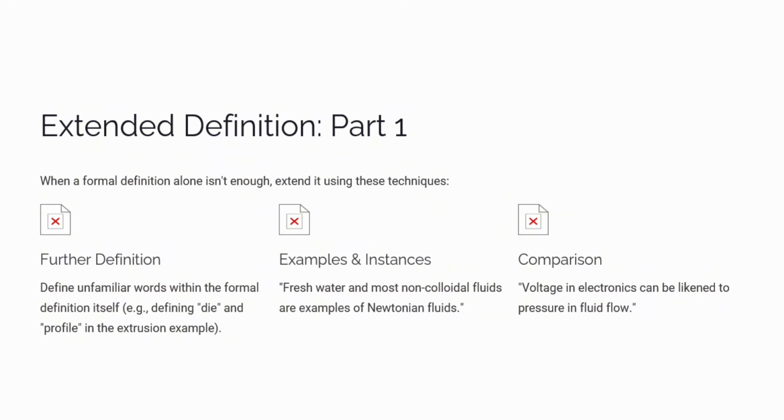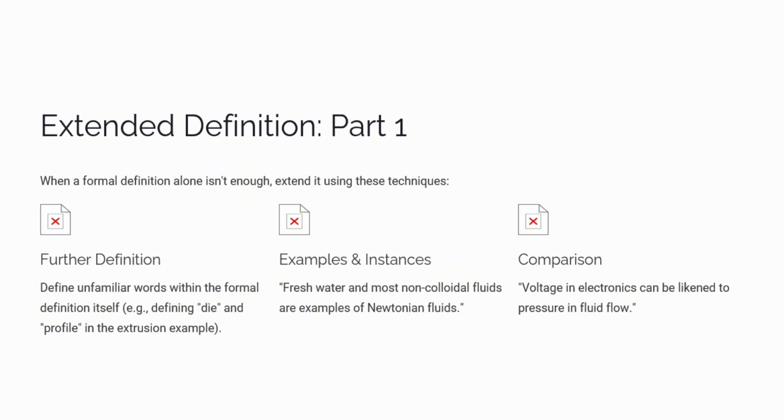Now the next thing is extended definition. Extended definitions are used in situations where a formal definition alone is not adequate to fully convey the intended meaning. Listen very well. You are to use extended definition when the formal definition alone is not adequate to fully convey the intended meaning. So when you have done your formal definition and you discover it is not enough to convey the adequate meaning, then you use the extended definition.